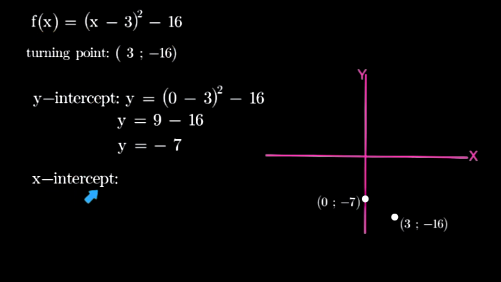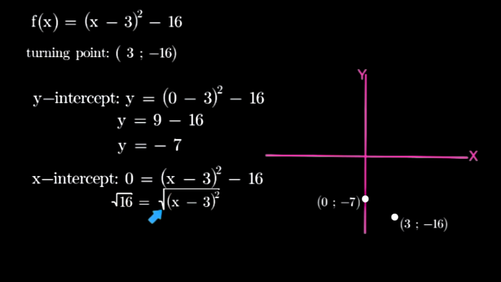So to get the x-intercept, we make the y as 0, and that is equal to x minus 3 in brackets squared minus 16. Now this is quite easy since both of them are complete squares, so we can take this minus 16 to the other side. It becomes a positive 16, and then we have x minus 3 in brackets squared. So to get rid of this square, we're going to square root both sides. So we're going to get the square root of 16 as well as the square root of x minus 3 in brackets squared.